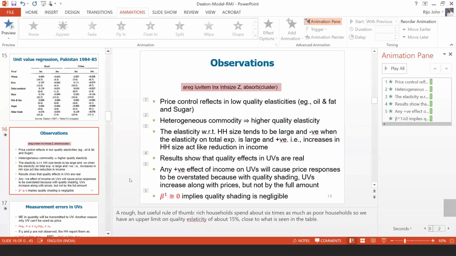Any positive effect of income on unit values will cause price responses to be overstated, because with quality shading, unit values will increase along with prices, but not by the full amount. So beta 1 tending to 0 implies the quality shading is negligible, and we saw that only a few products have that situation. For many others, we have quality elasticities close to 0.1 or 0.15, etc.